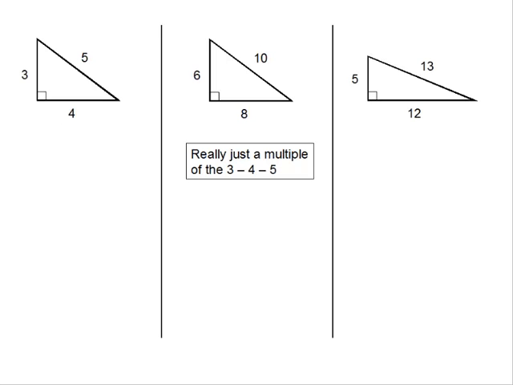So notice that 3, 4, 5 checks out. When you square 3 and square 4, you get 9 plus 16. That brings you to 25, and the square root of 25 is 5.